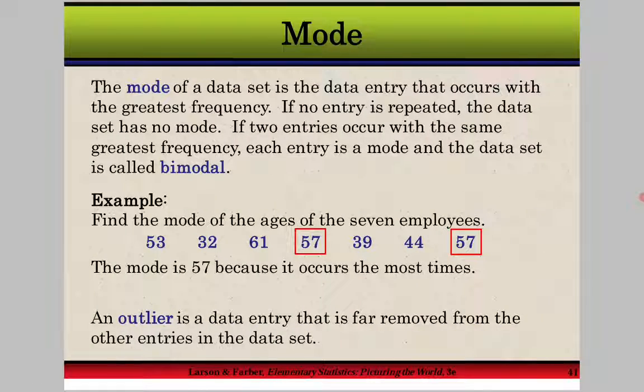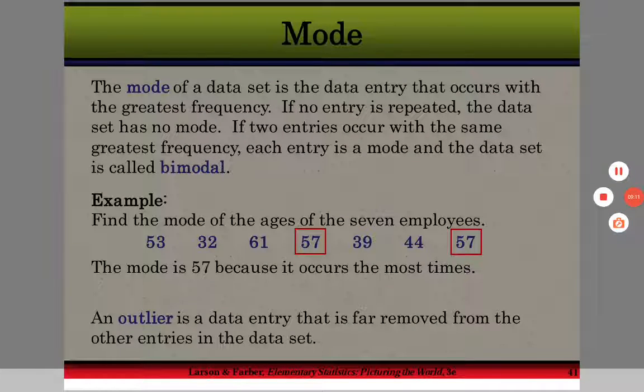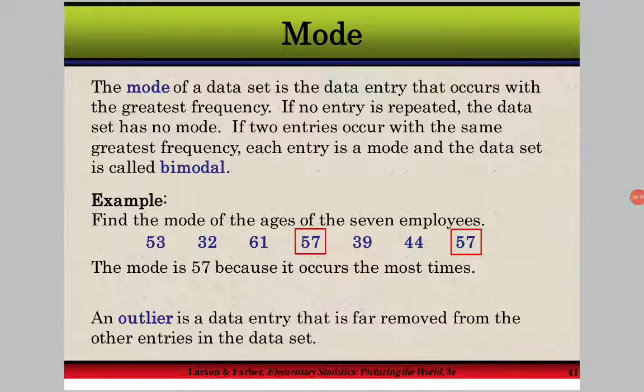So mode, the third measure, is mode. The mode of a data set is the data entry that occurs with the greatest frequency. If no entry is repeated, the data set has no mode. If two entries occur with the same greatest frequency, each entry is a mode and the data set is called bimodal. So find the mode of the following ages of employees: 53, 32, 61, 57, 39, 44, 57.